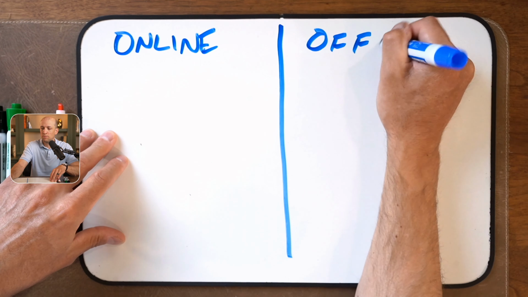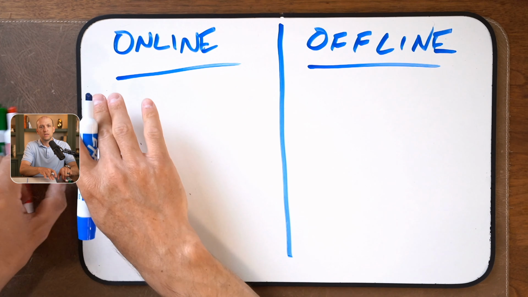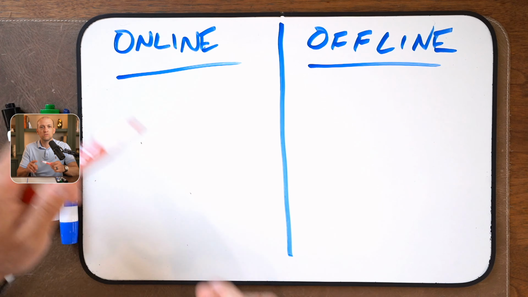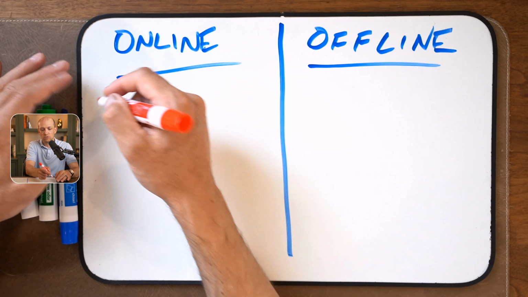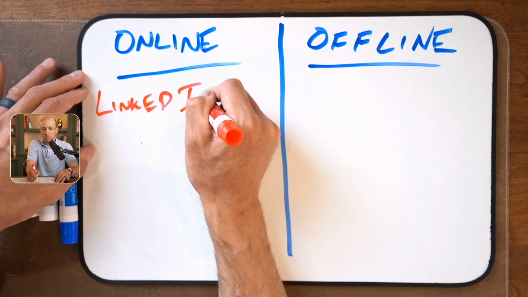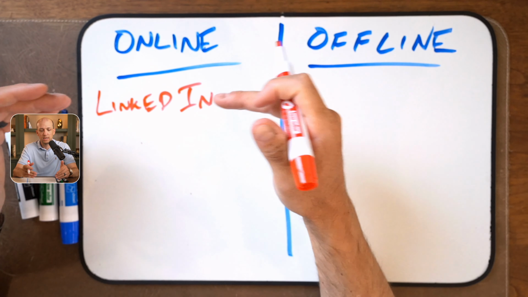Where can you meet people on the internet, and where can you meet them in the real world? So now let's talk about online first, okay? I like to start with social media oftentimes. I think LinkedIn is a great place to connect with people. Some other social media channels may work very well for you in addition to LinkedIn.